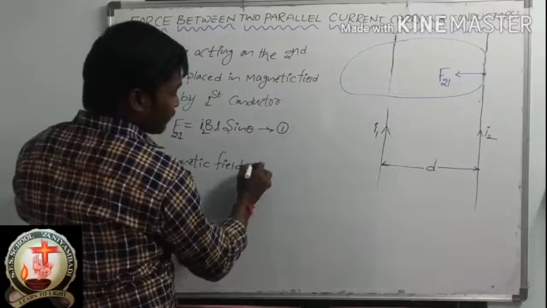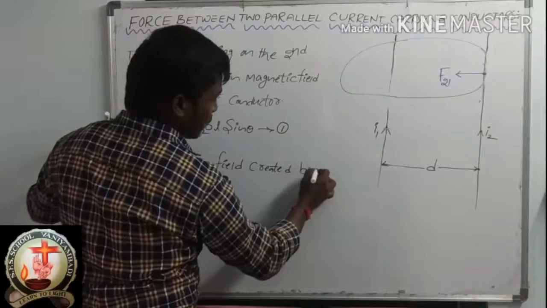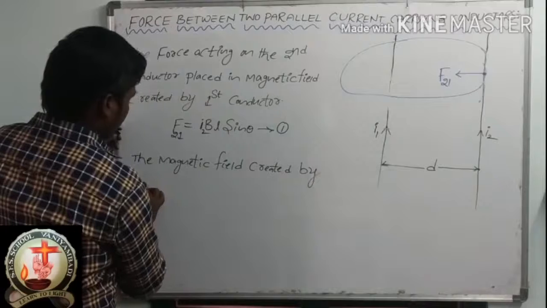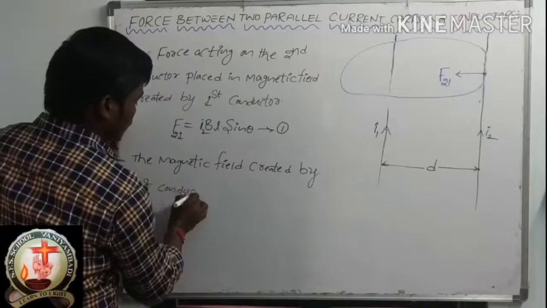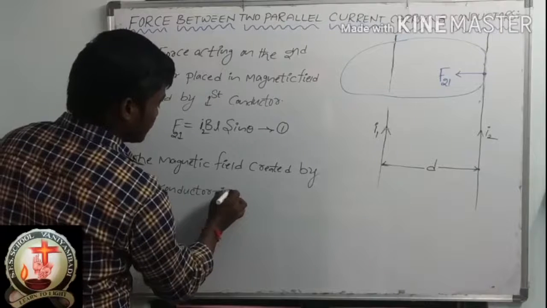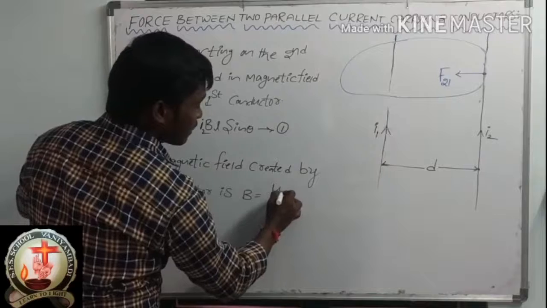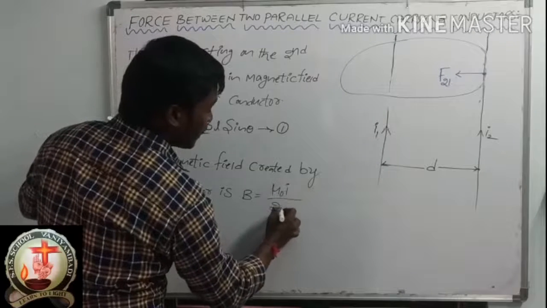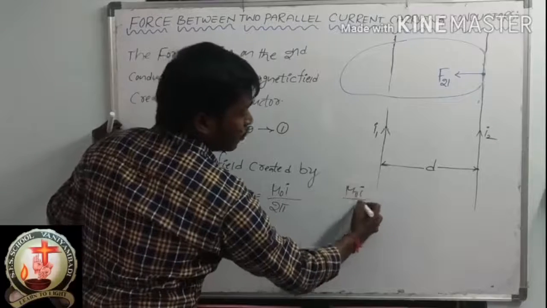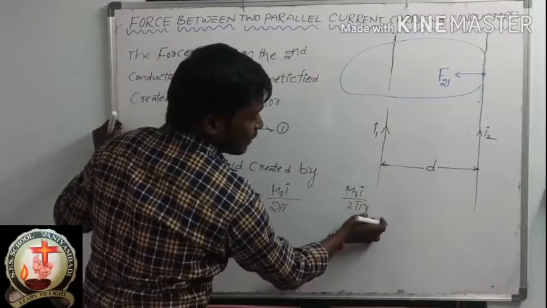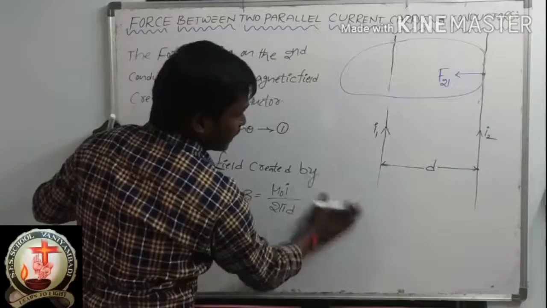created by first conductor is, magnetic field means B is equal to, what is the expression? Mu naught I by 2 pi r. Distance is r. Here the distance is d. So mu naught I by 2 pi d.